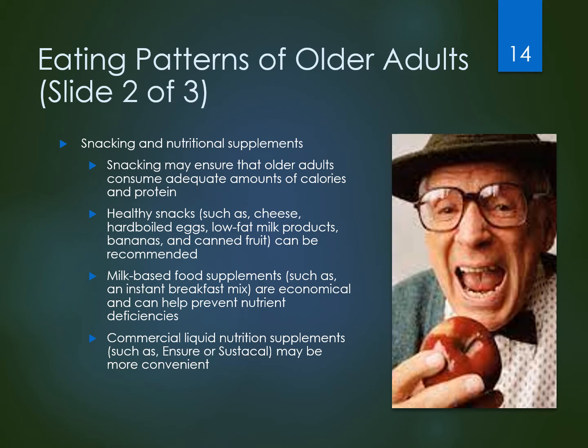I don't know if I would recommend canned fruit, but milk-based food supplements like instant breakfast mix are economical, and they can help prevent nutrient deficiencies. And then also they're pretty shelf stable. And then commercial liquid nutrition supplements like Ensure are going to be pretty convenient. So if you have an individual who has a hard time chewing things in order to get enough protein into them, you might give them something like that, like an already mixed and made and ready to go kind of protein shake.